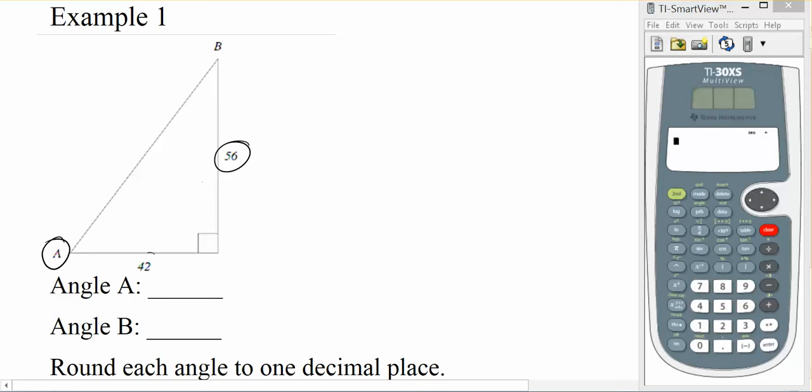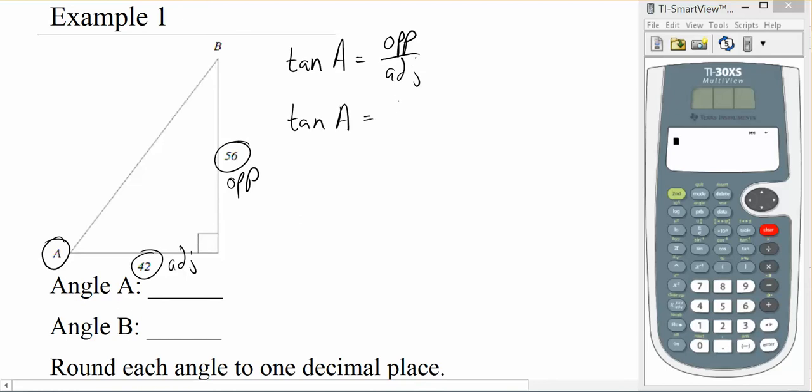We happen to know these two sides, which are the opposite and the adjacent, which means we could use tangent here. We could say the tangent of A equals opposite over adjacent. So in terms of this problem here, my opposite is 56, my adjacent is 42. That does simplify, but who cares? Because we're going to be putting it in the calculator anyhow. So I'm going to actually write this 56 over 42 a little bit off to the side, though.